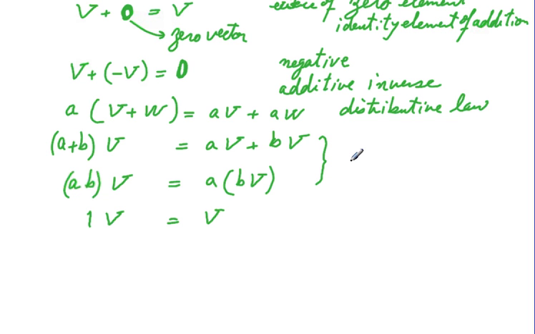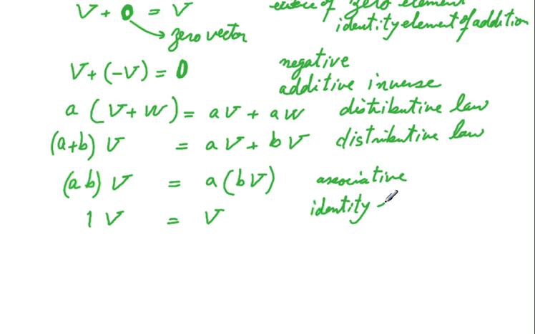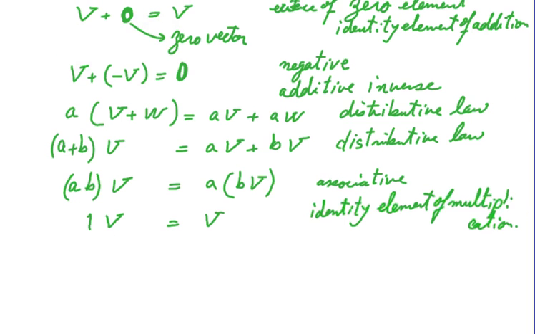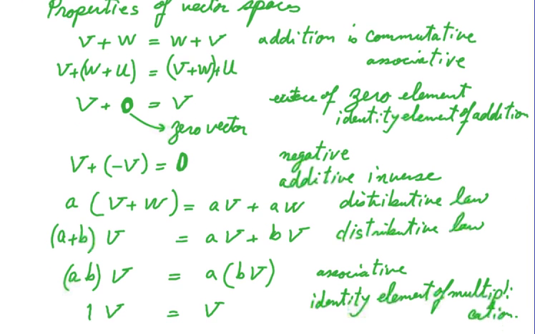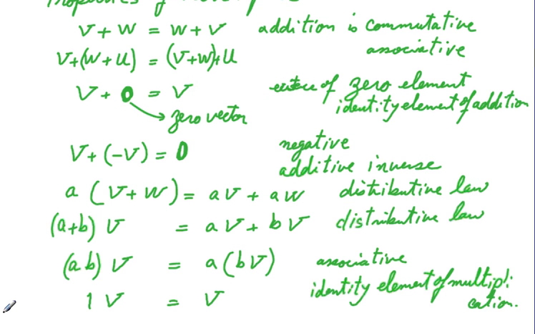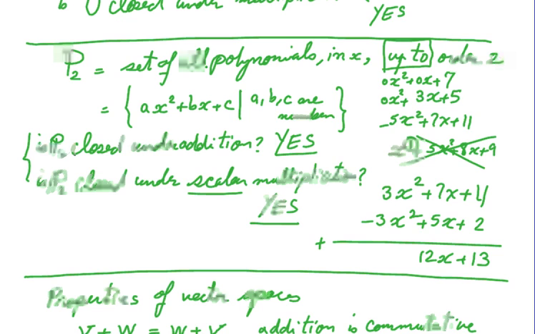So we still have this distributive property. So we have two distributive laws. We have the associative property of multiplication with scalars. We have the identity element of multiplication. So whatever set you are trying to sell me as a vector space has to have the closure property.